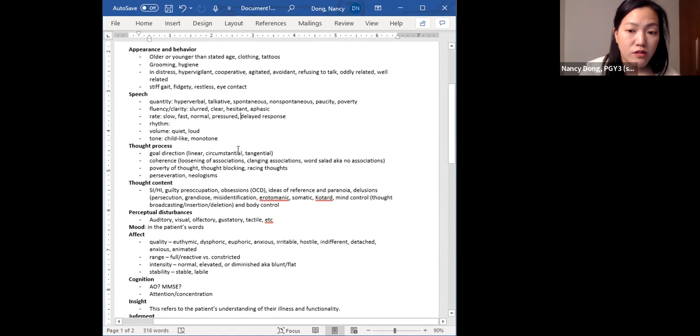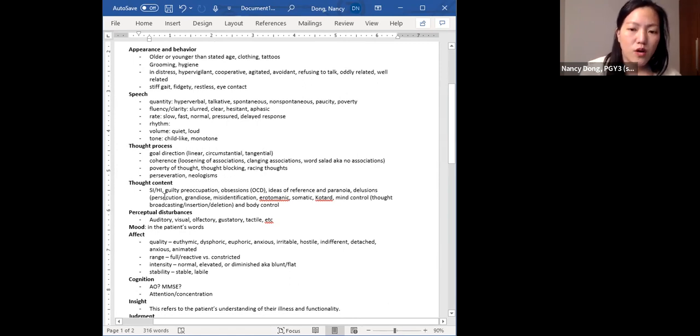Linear and circumstantial is probably not psychotic. Tangential, you're going into the psychotic range. Coherence, how much they're thinking. Looks like they're not thinking, you know, there's not much thought blocking, racing. Perseveration, neologisms. Neologisms are when they come up with their own words and phrases. There's a lot more I could add here, but here's the starting point.